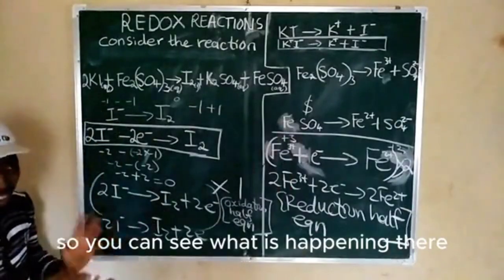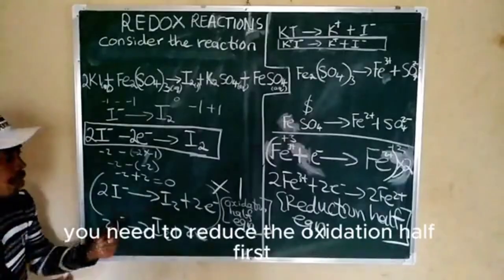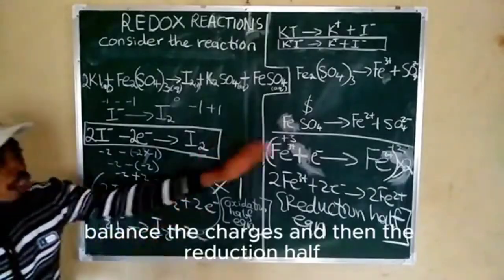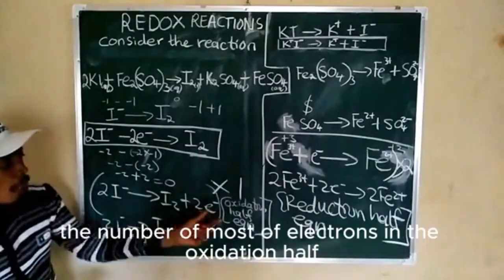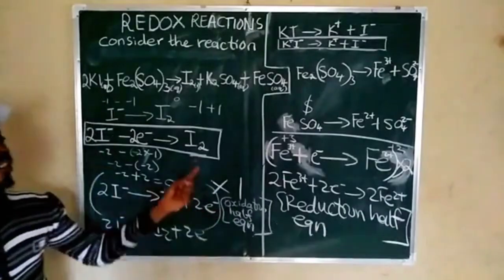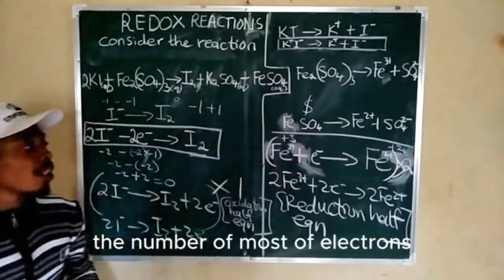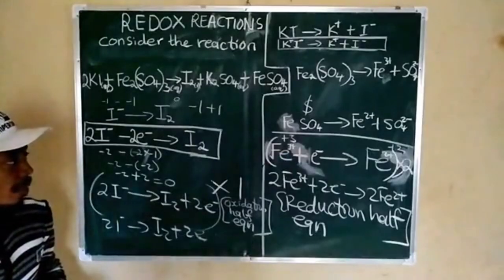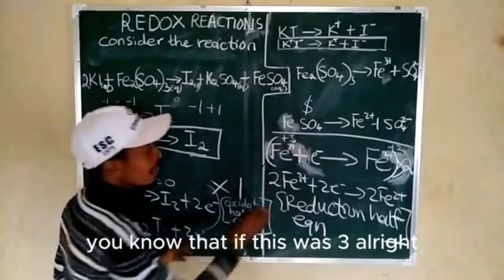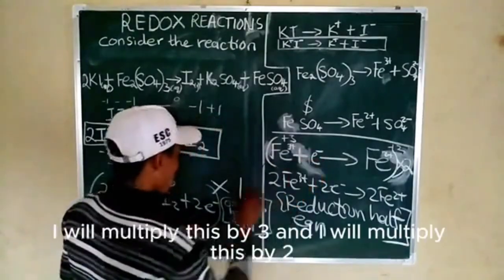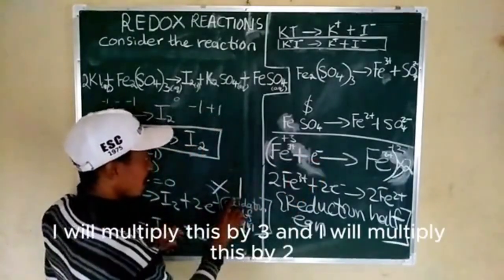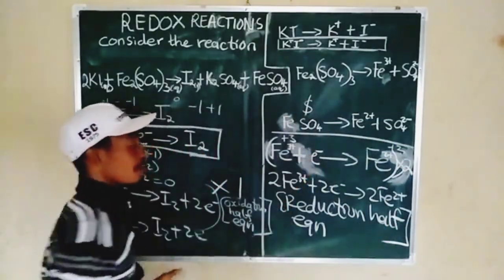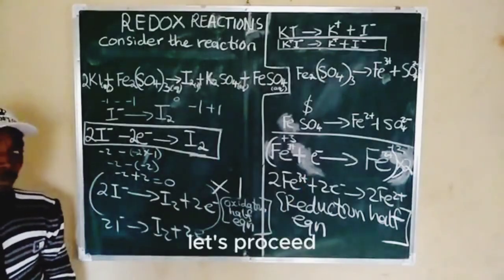So you can see what is happening there. You need to balance the oxidation half first, and then the reduction half. You use the number of moles of electrons in the oxidation half to know how you're going to balance the number of moles of electrons in the reduction half equation. If this was 3, I will multiply this by 3, and then I will multiply this by 2. Let's proceed.